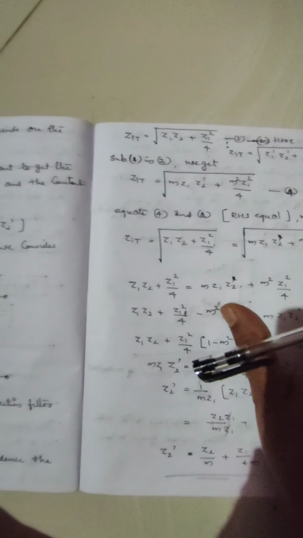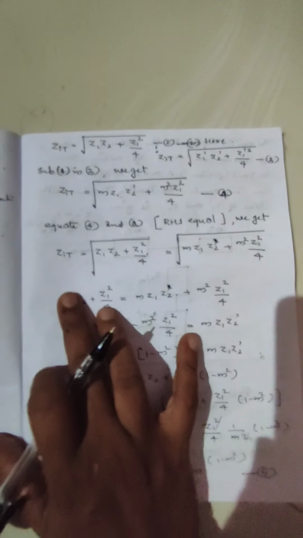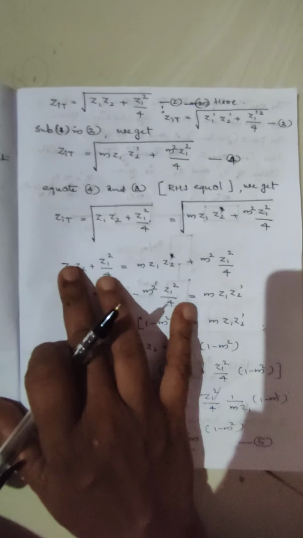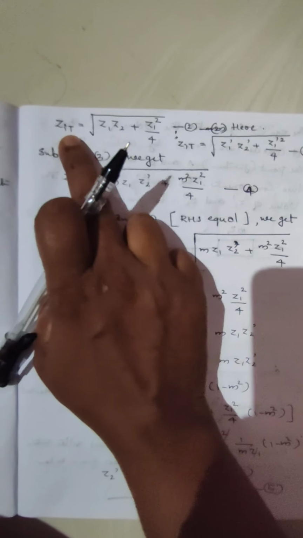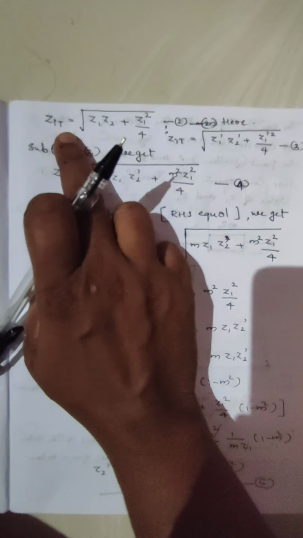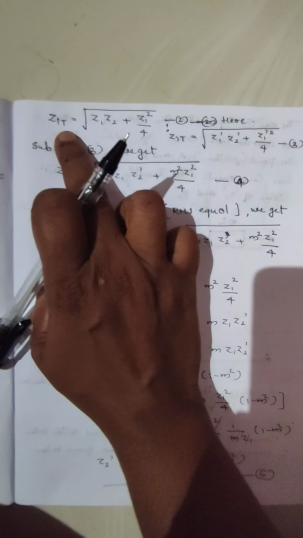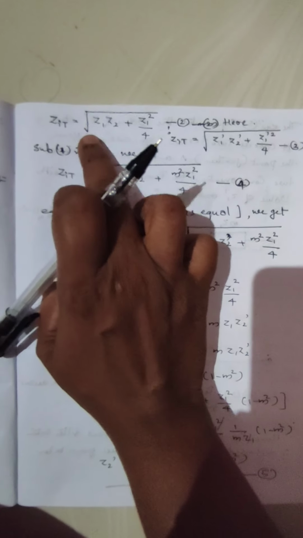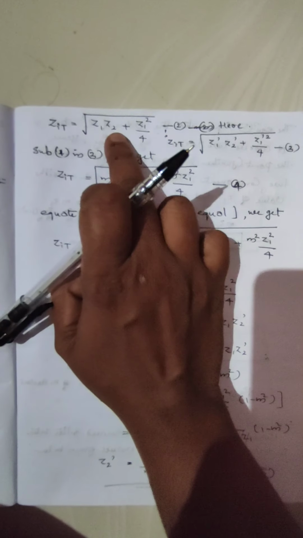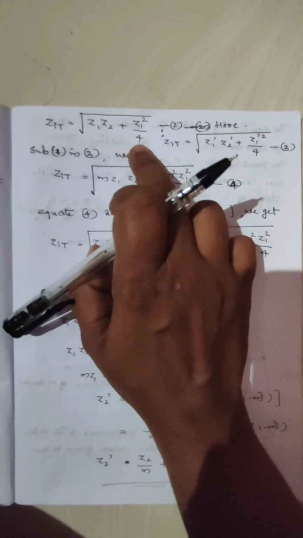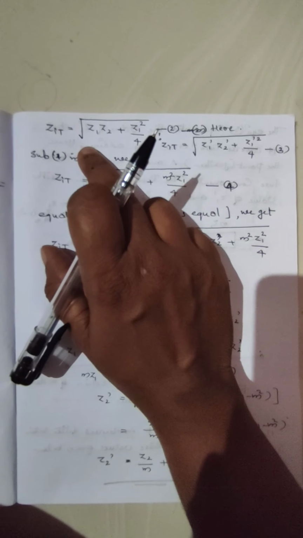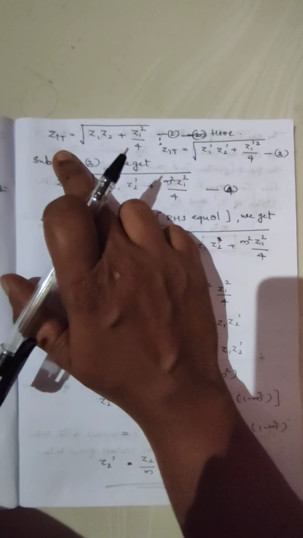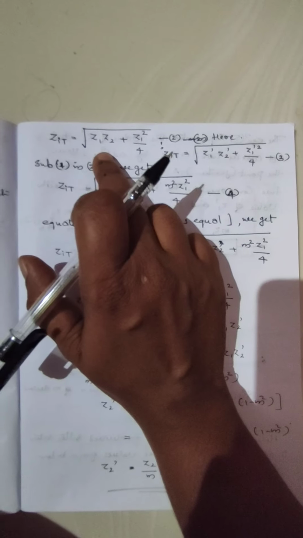Okay, listen, we all know the formula for image impedance. Last class I said that the image impedance is ZIT. ZIT has a formula: root of z1 into z2 plus z1 square divided by 4. Okay, this is the expression for image impedance, that means ZIT.